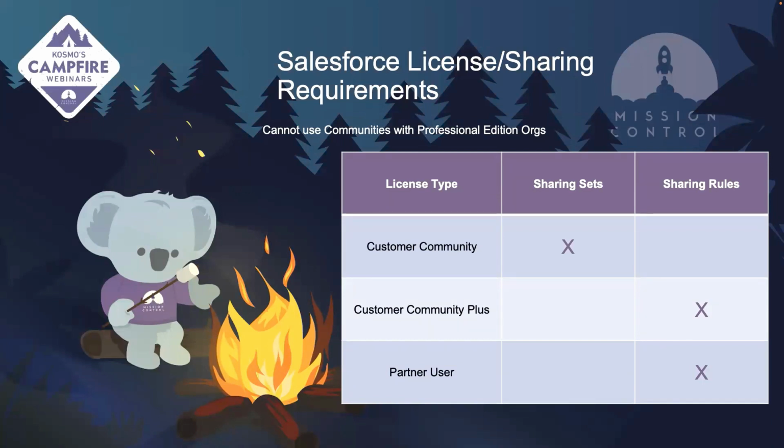And then regarding sharing records to the guest user or the external users, there's a few ways to do so. So if the user has a customer community license type, then you can only share access with the external user using sharing sets in Salesforce. If the user has a customer community plus or a partner user license on their user record, then you can grant access to records using sharing rules. And that'll be your standard record sharing in Salesforce.